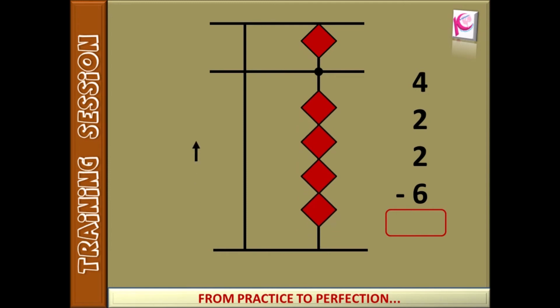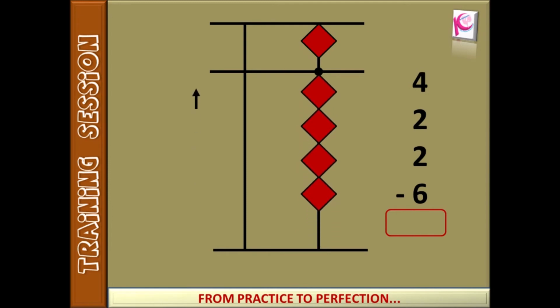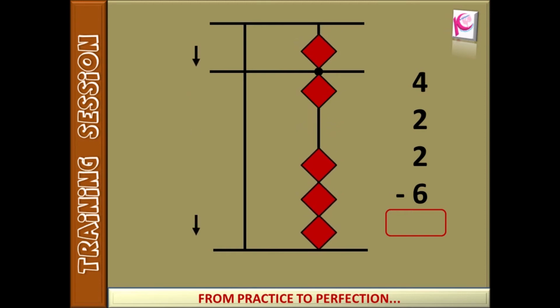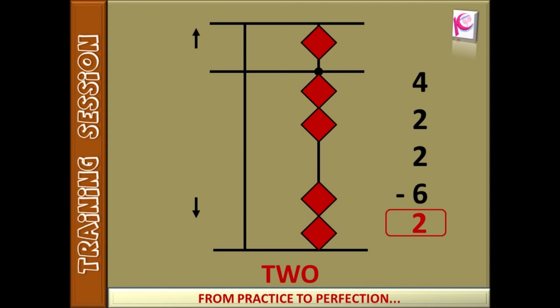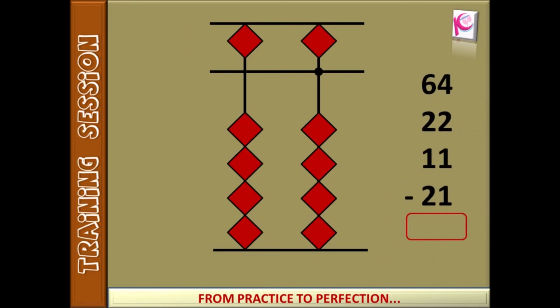4, 2. Who is the friend of 2? 3. 3 down, 5 down. 2 more. Less 6. Less 6, I hope you remember. 5 from the upper deck, 1 from the lower deck. Together, you have the answer 2. 64.